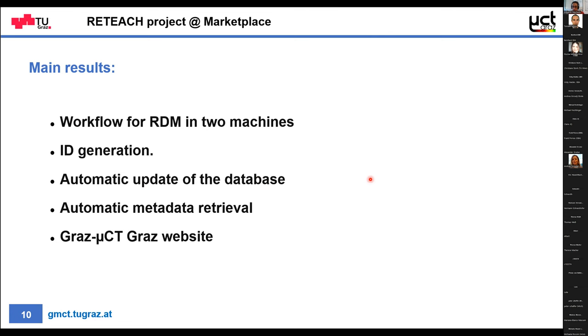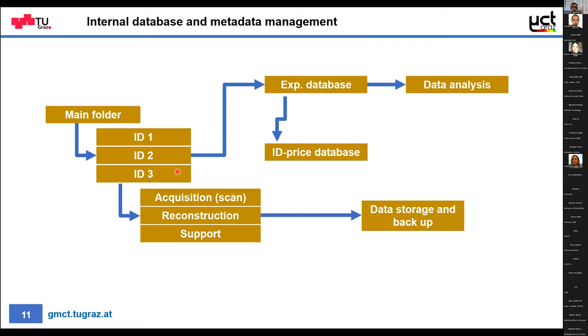In a really fast view, this is more or less how my database looks. I have a really large main folder with a lot of experiments, each with its unique identifier. In this folder, I have everything organized in the same way. So I have the acquisition, the reconstruction, and the support information related to the experiment. And from this main folder, I apply my algorithms, and I have my experimental database. I have two experimental databases, one for every machine.